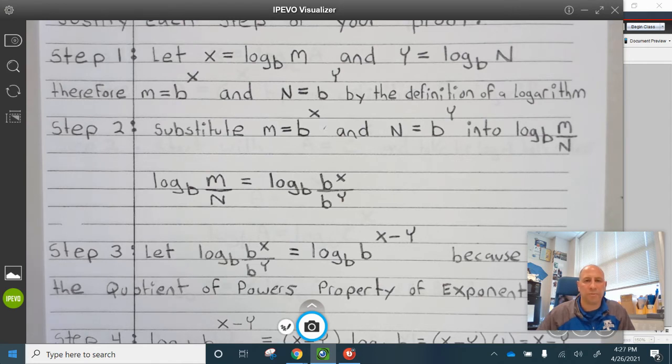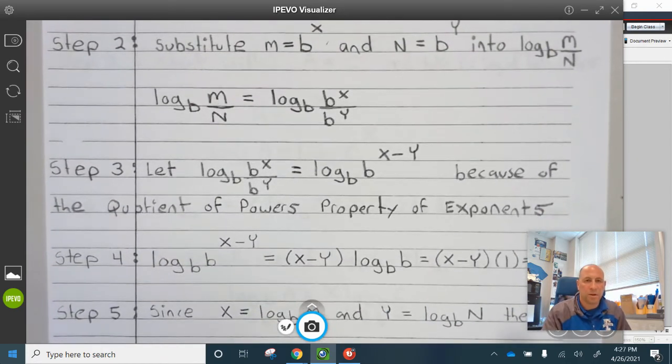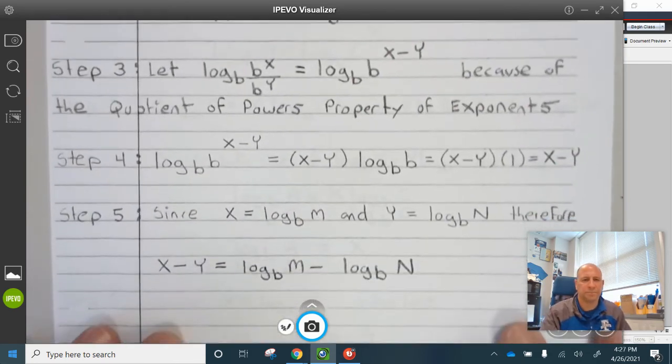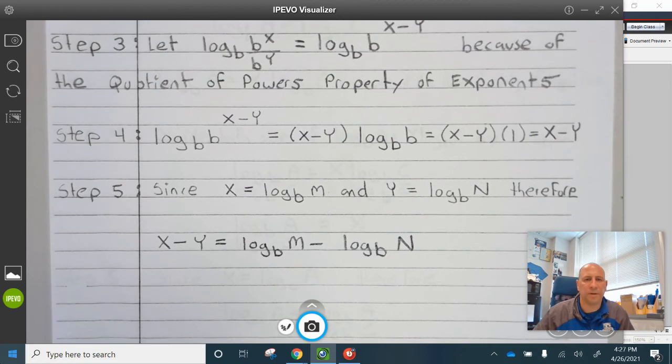Step 2. Substitute m equals b to the x and n equals b to the y into log base b of m divided by n. Log base b of m divided by n equals log base b of b to the x divided by b to the y. Step 3. Log base b of b to the x divided by b to the y equals log base b of b to the x minus y because of the quotient of powers property of exponents. Step 4. Log base b of b to the x minus y equals x minus y times log base b of b, which equals x minus y times 1, which equals x minus y. Since x equals log base b of m and y equals log base b of n, therefore x minus y equals log base b of m minus log base b of n.